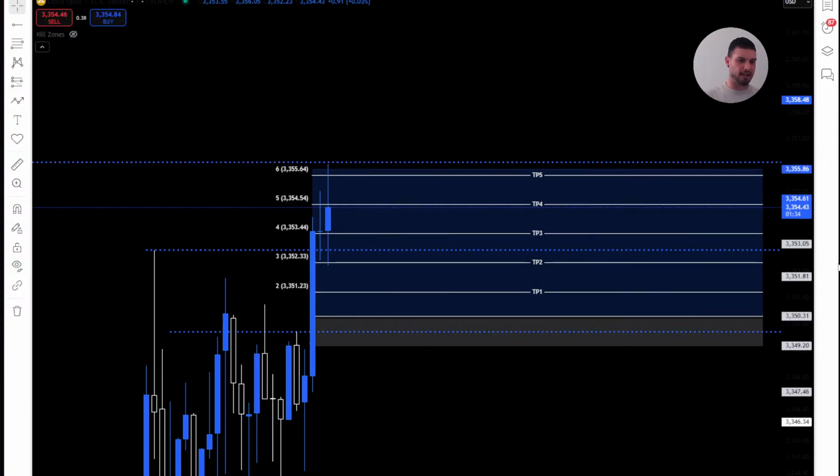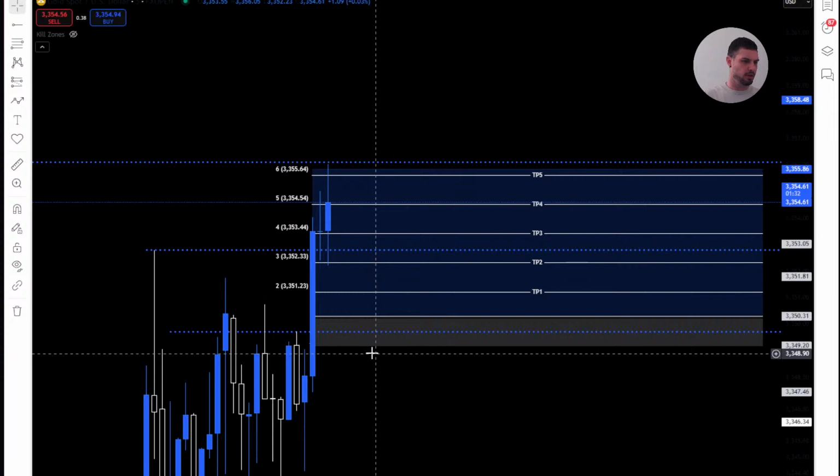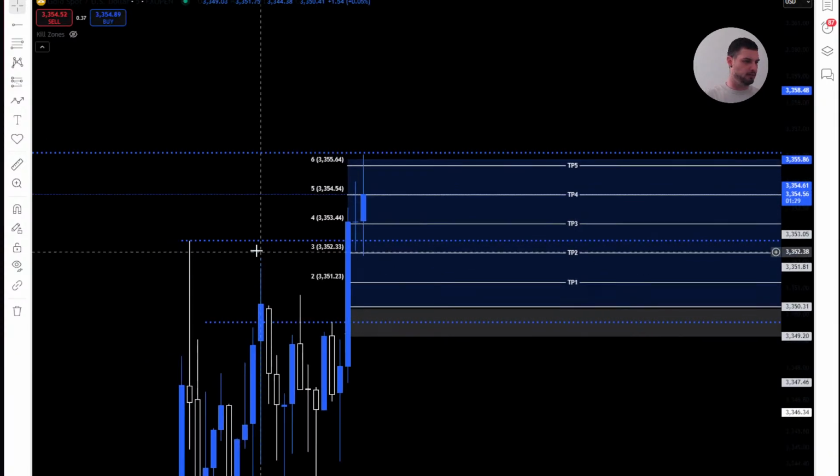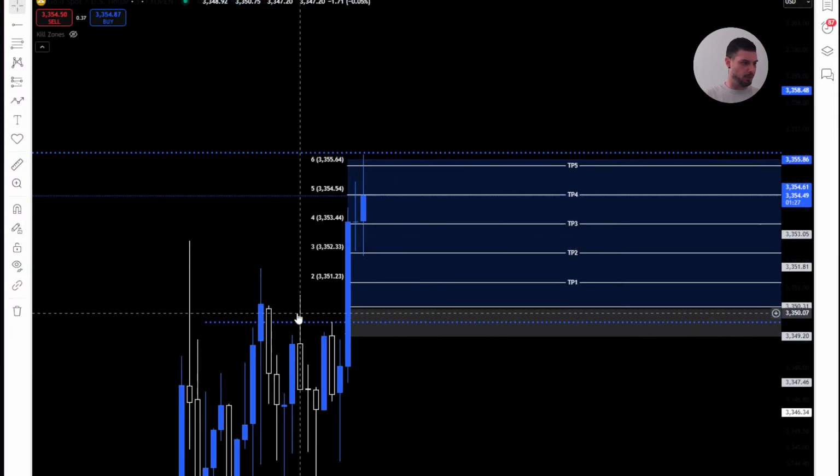We may get a pullback now, so the next candle may close bearish, the next 5-minute candle. But other than that, that's a perfect trading day.